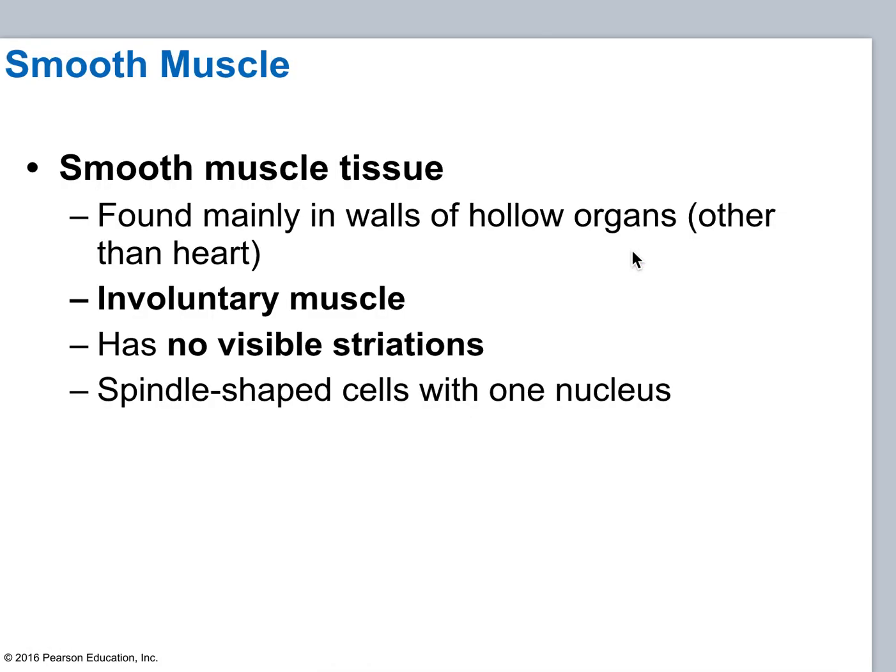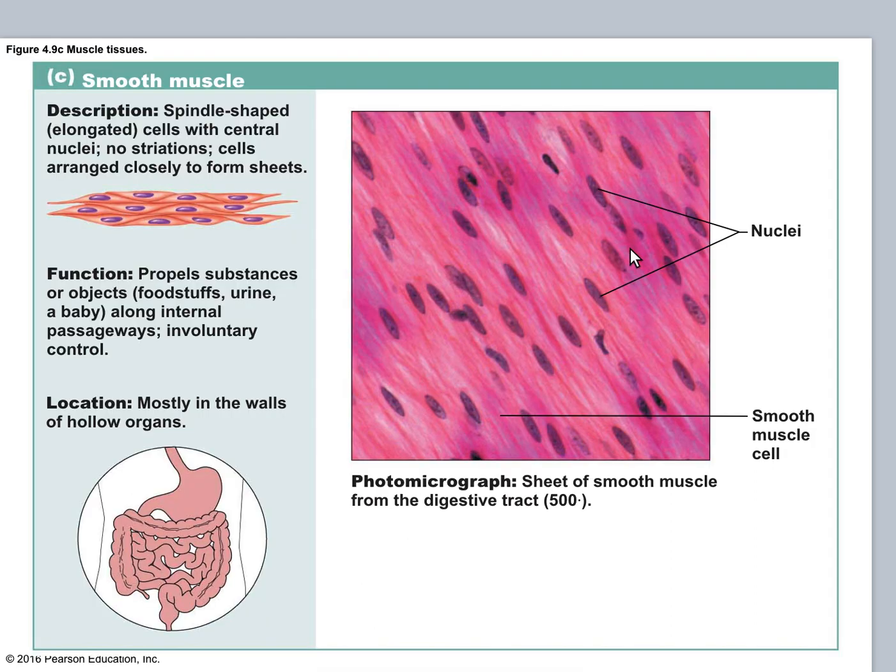And the final muscle we're looking at is smooth muscle. Smooth muscle is also involuntary, but it has no visible striations. And it's spindle shaped. Spindle shape, I'll show you what that is. Spindle shape means it's tapered on the ends. It's not square like the skeletal muscle and the cardiac muscle. It's tapered on the ends. And you see here the picture, you don't see the striations in smooth muscle.